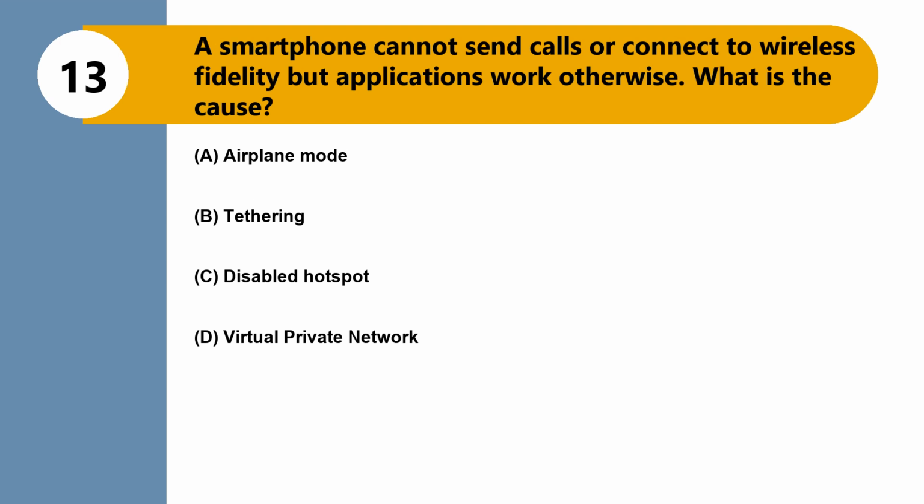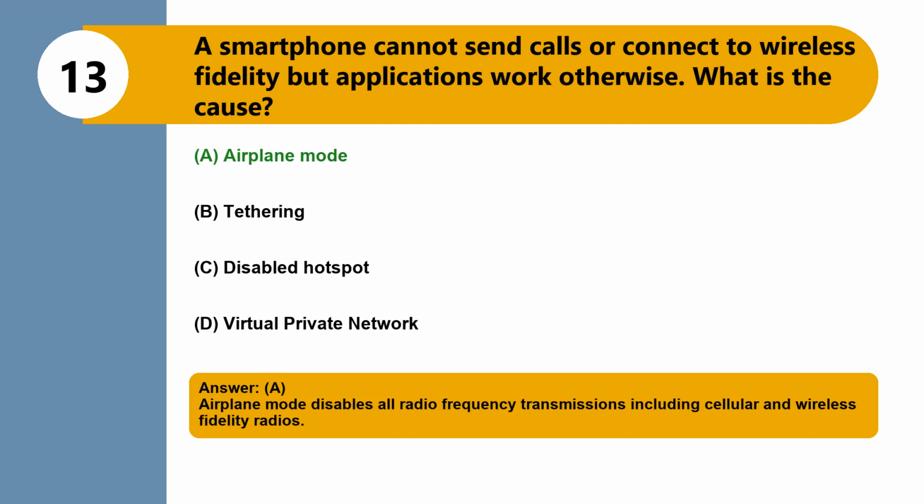Question 13. A smartphone cannot send calls or connect to wireless fidelity, but applications work otherwise. What is the cause? Option A, airplane mode. Option B, tethering. Option C, disabled hotspot. Option D, virtual private network. The correct answer is option A, airplane mode. Airplane mode disables all radio frequency transmissions, including cellular and wireless fidelity radios.